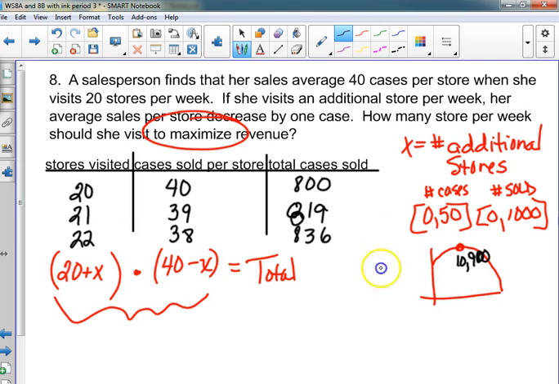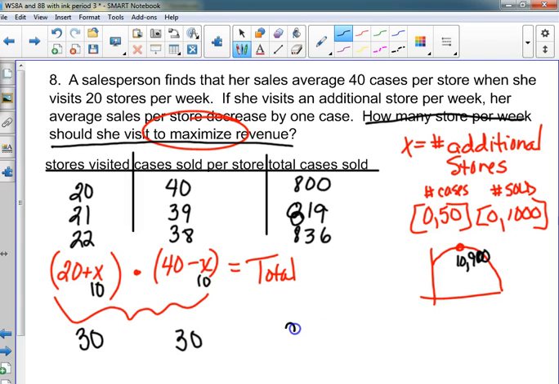Is the answer to how many stores per week should she visit 10? No. This is where everybody gets this question wrong. They do all this work on the quiz and they put down 10. How many stores should she visit? 20 plus 10 is 30 stores. That would be 40 minus 10, so 30 cases she would sell, and she'd max out at 900. So the answer is 30 stores.